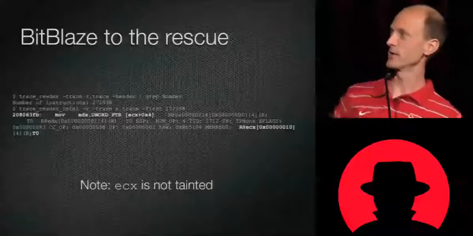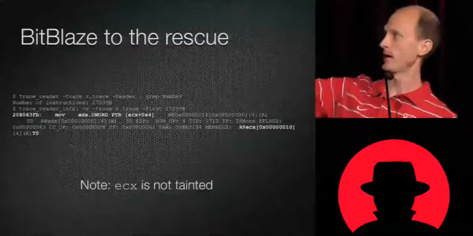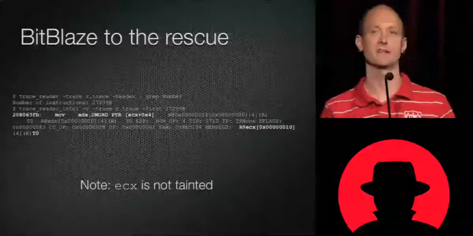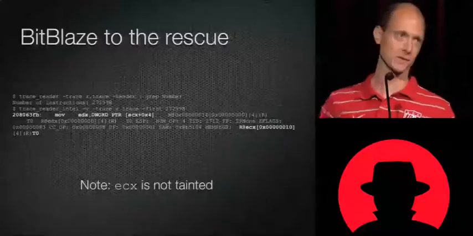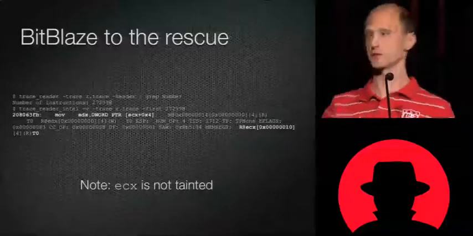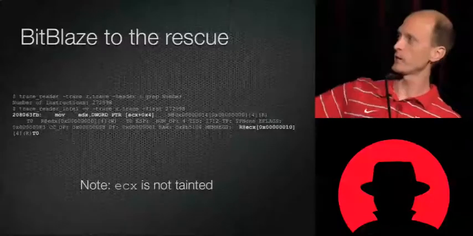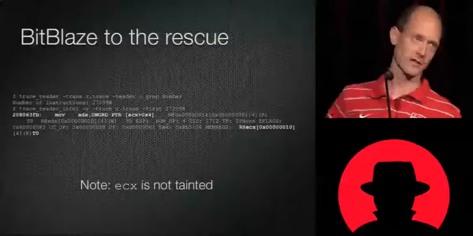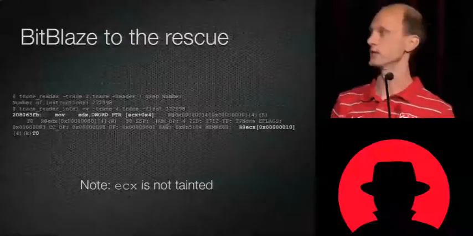So, trace reader, right? I take my trace. This is the trace of the bad file, the one that crashed. And there's this header option that will tell you sort of meta information about it. One of the things is it'll tell you how many instructions there are. And we're concerned with the crash on the very last instruction. So there's 27,000 instructions. Now let's just print out what the last instruction is.